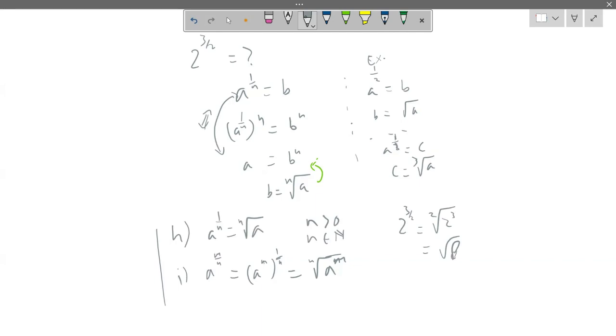And if you plug this into a calculator, you get, hold on, 2.828 something.